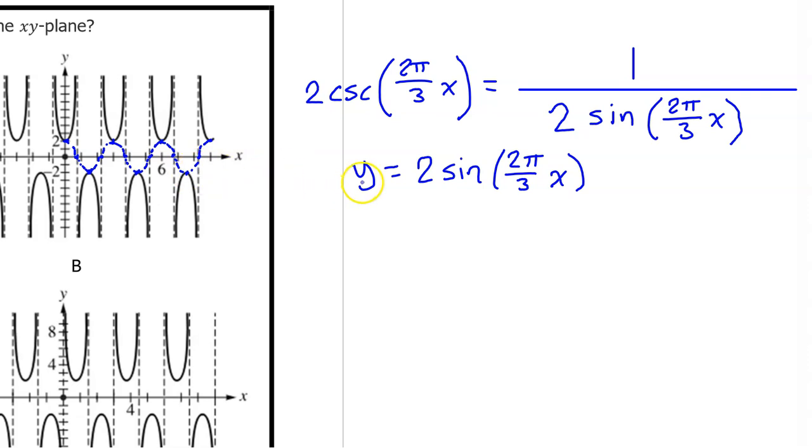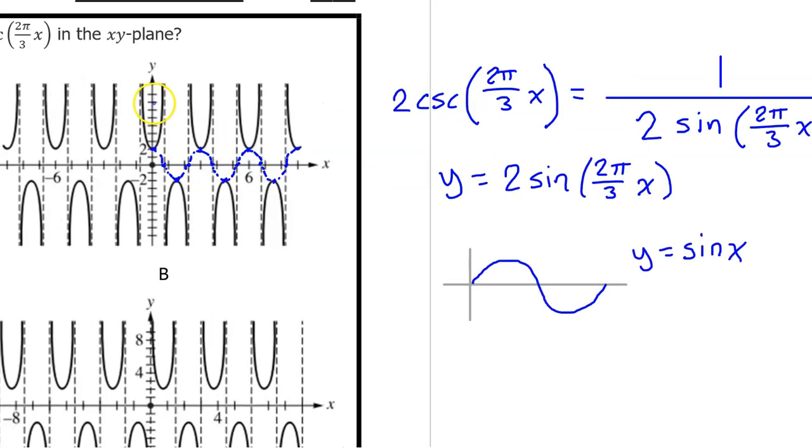We are looking for the graph that has y equals 2 times the sine of 2 pi over 3 x, oscillating back and forth between the peaks and valleys of the cosecant function. We have memorized that the parent function y equals sine x looks like this. Focus on the fact that it begins at the origin and then goes up and down and back to the midline.